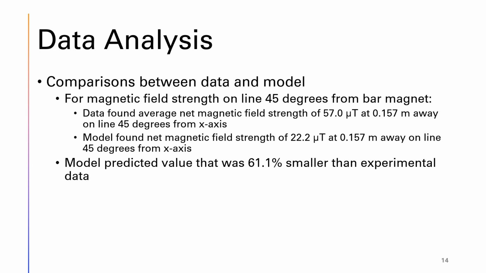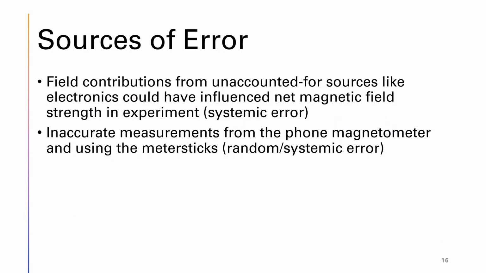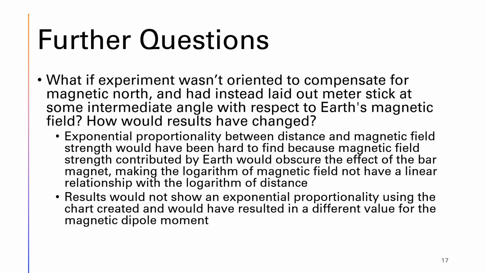For the magnetic field strength on the line 45 degrees from the bar magnet, the model predicted a value that was 61.1% smaller than the experimental data. Possible sources of error were field contributions from unaccounted-for sources like electronics that could have influenced the magnetic field strength, and inaccurate measurements from the phone magnetometer and using the meter sticks.